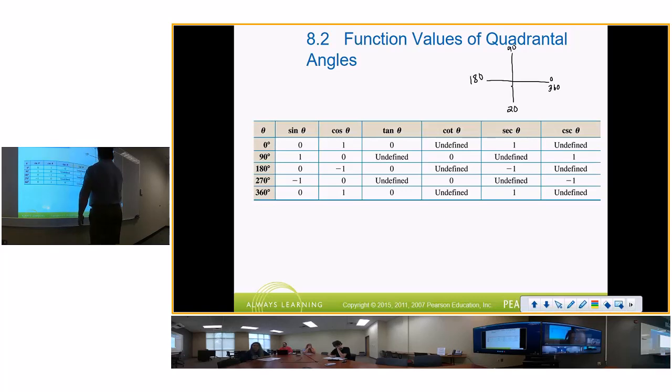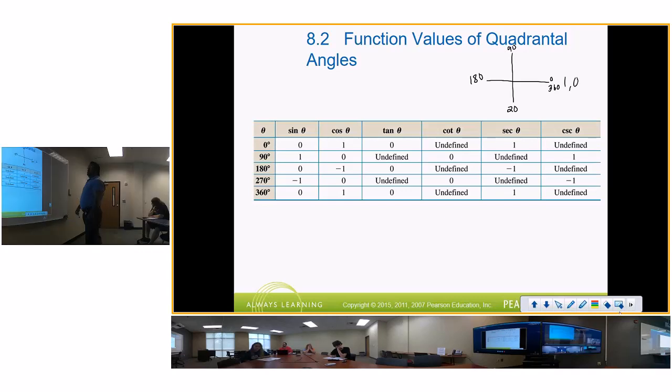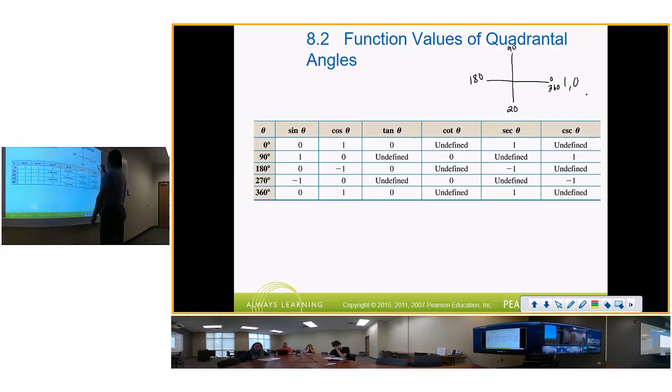If I wanted to plot this point right here, then basically I would be going what? 1 in the what direction? X direction. And what? 0 in the Y direction. All right? And you got to flip it because the sine and the cosine are opposite. So this is going to be 0, 1, sine and cosine. Sine and cosine.